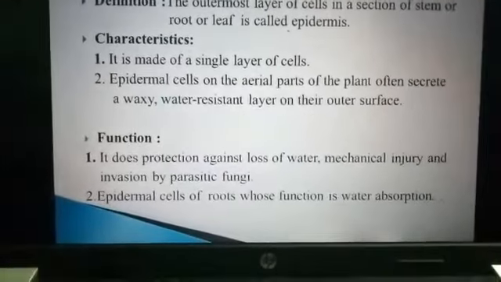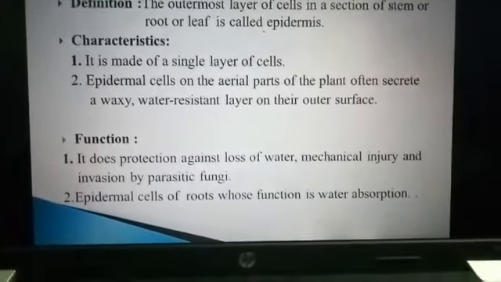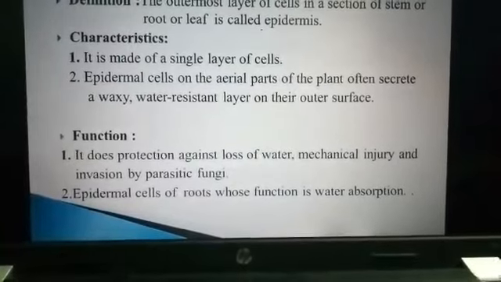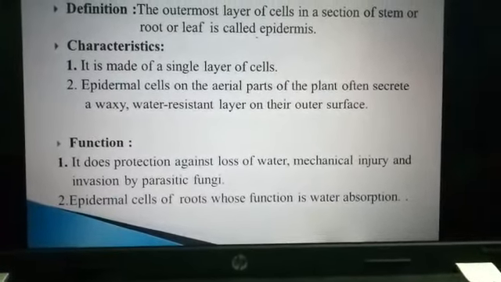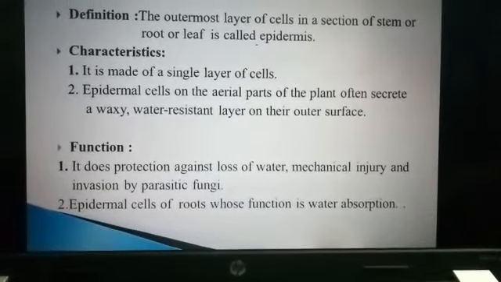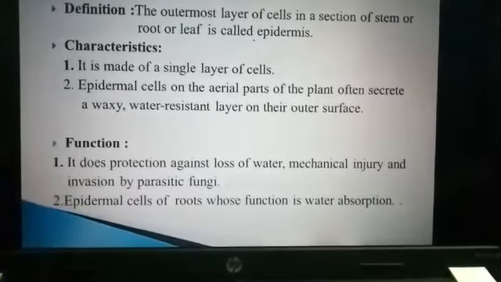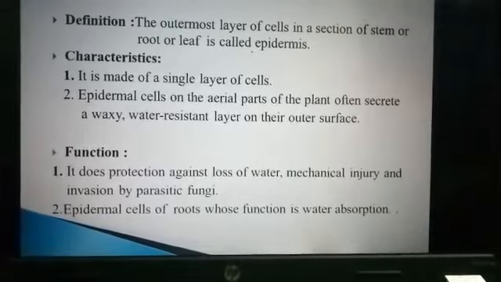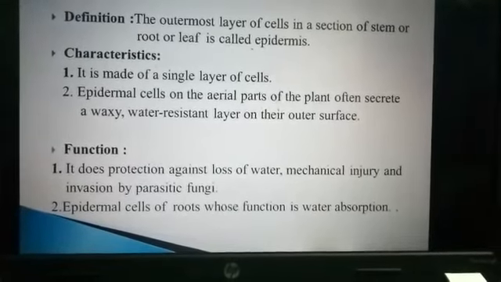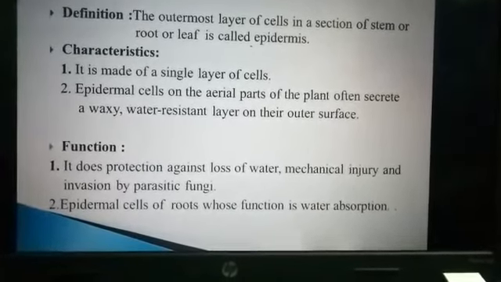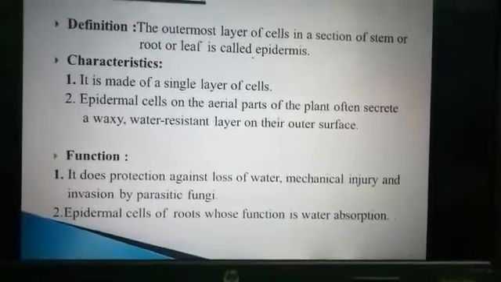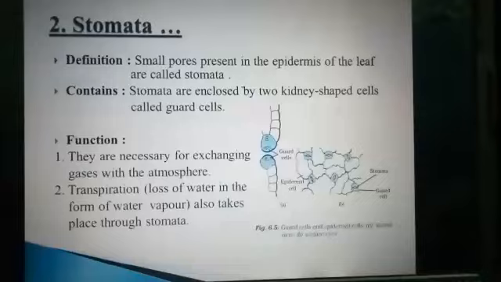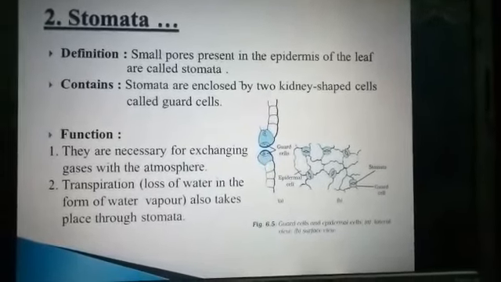Then the function is protection against loss of water, mechanical injury and invasion by parasitic fungi also. Then the 2nd function is of epidermal cells of root, whose function is water absorption. If the epidermal cells are of the root, what work will they do? What is the work of the root? Water absorption. So who will do water absorption here? Epidermis will. Very good.